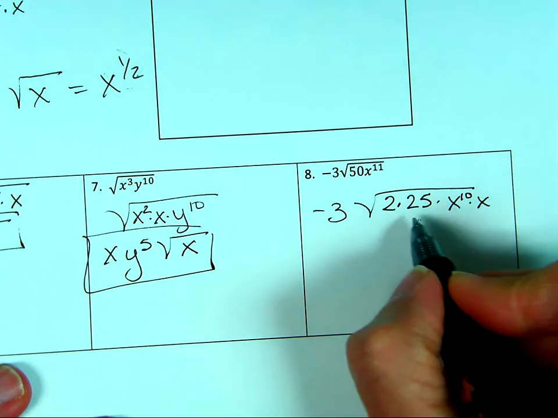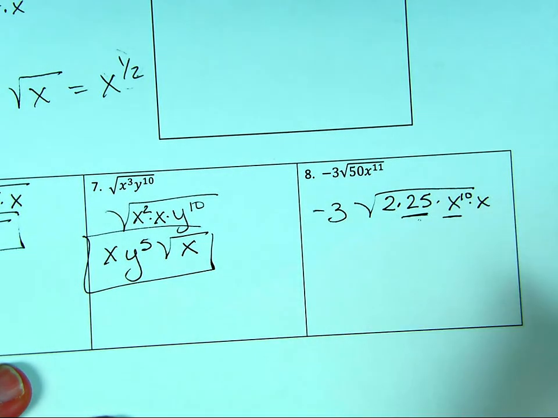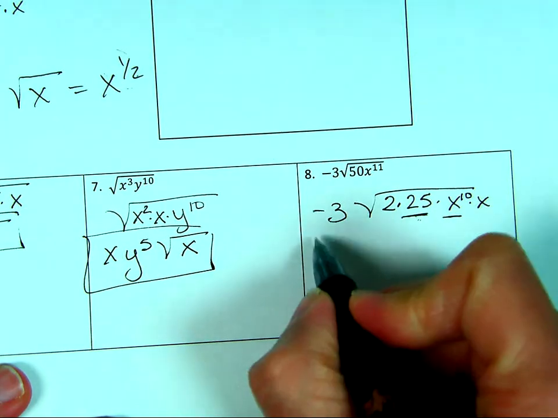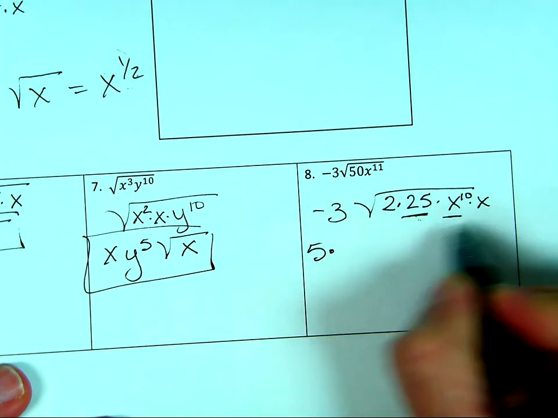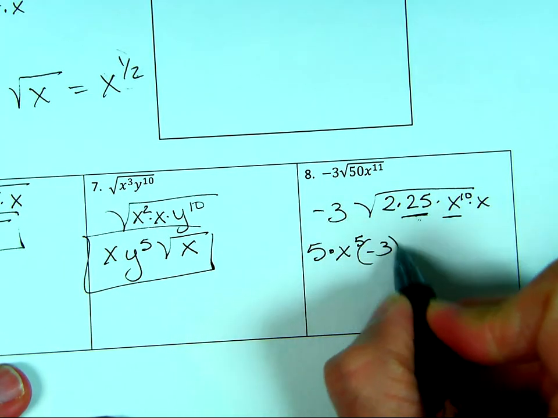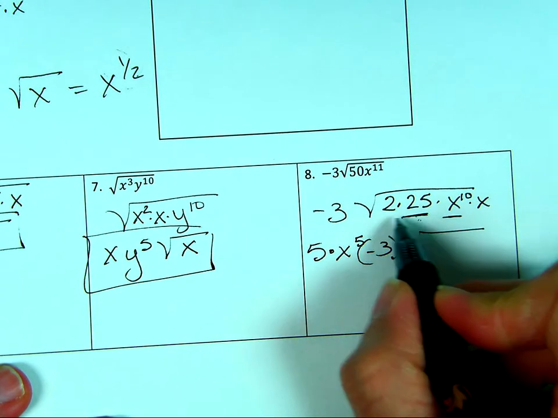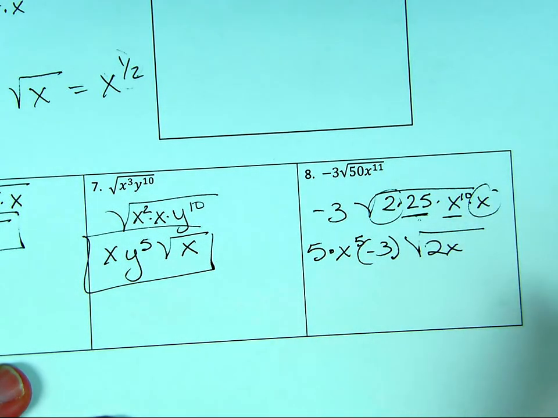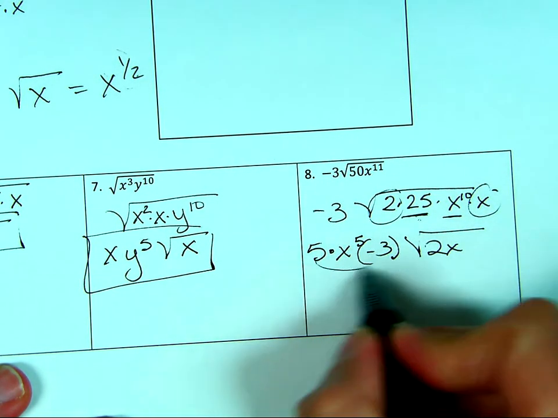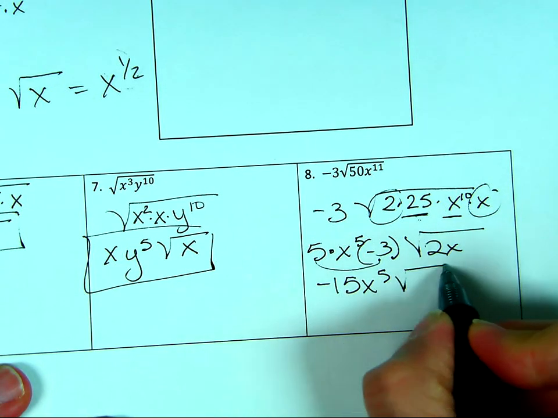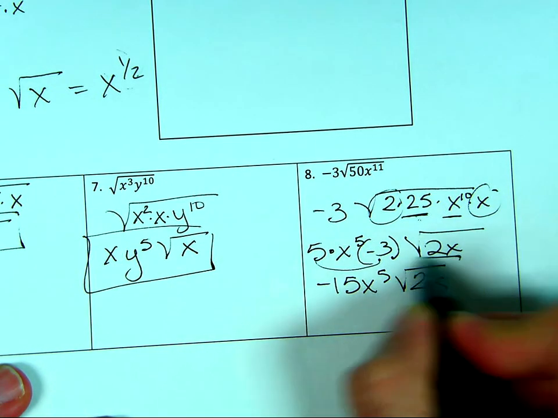So then I'm like, these two can come out because I can take the square root of that. Those are perfect squares. The square root of that is 5. The square root of that is x to the 5th. And then that -3 was out front, so I'm still going to have to multiply it by that. And then what's left is this 2 and that x, so I just leave a 2x inside. So when I clean this up a little bit, I just multiply my like terms, -15 x to the 5th times the square root of 2x, and that is my answer.